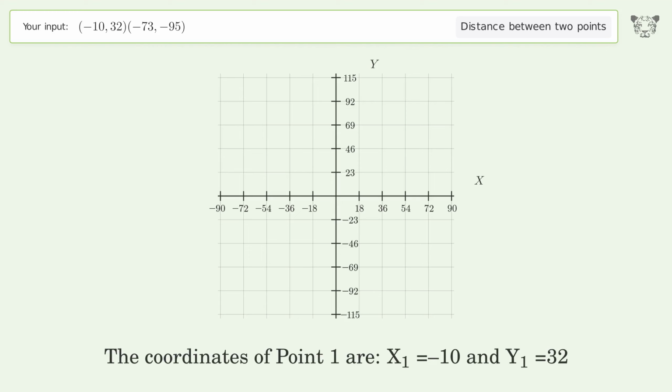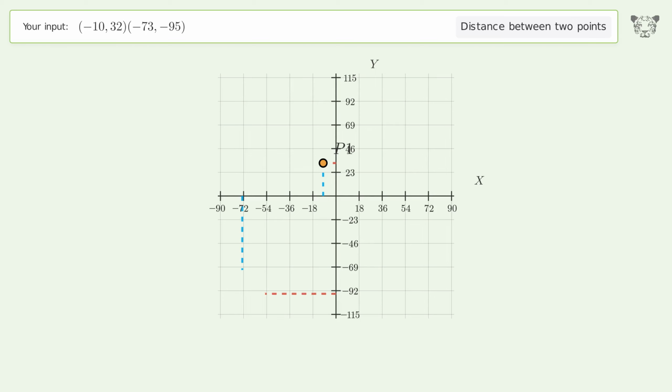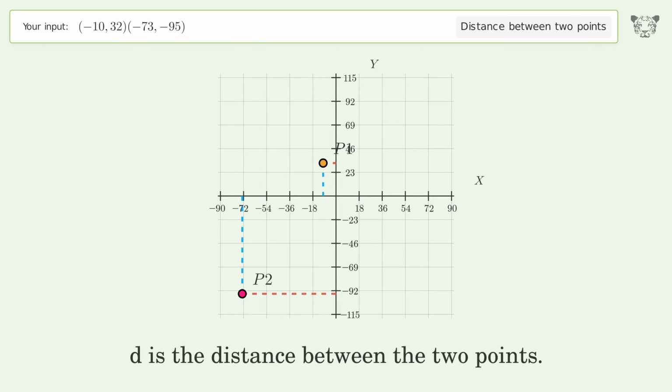The coordinates of point 1 are x1 equals -10 and y1 equals 32. The coordinates of point 2 are x2 equals -73 and y2 equals -95. D is the distance between the 2 points.